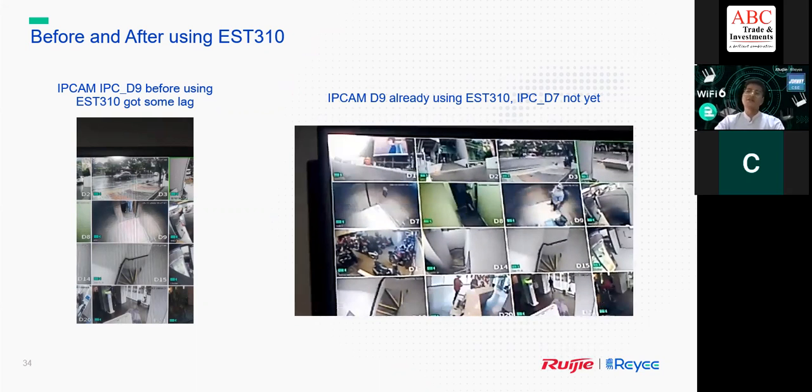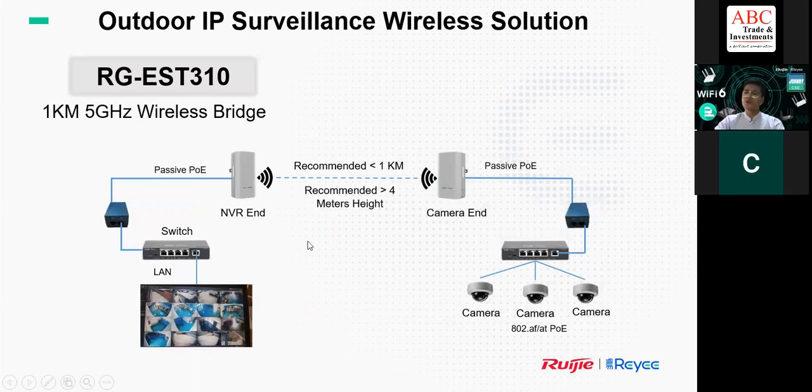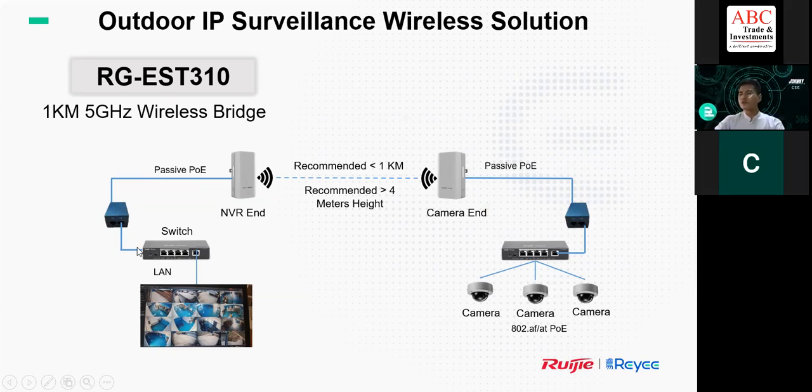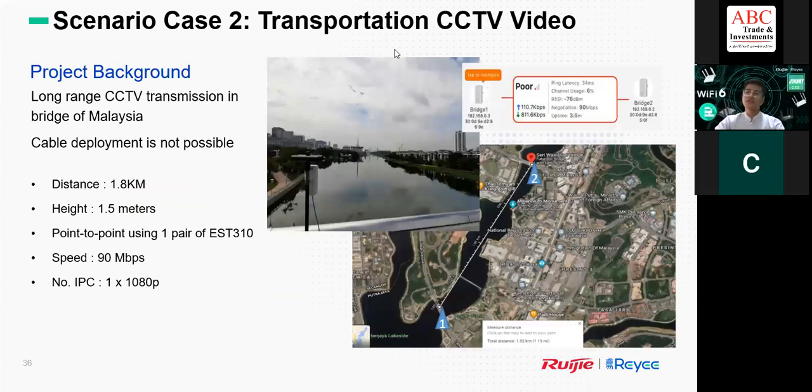Another one is we have another scenario as well. This is the wireless surveillance solution. If you are using a wireless surveillance solution, like a CCTV solution, you can also deploy like this. We have two switches, one at the camera end and one at the NVR end, and you can connect with PoE or passive PoE, and then you can do bridging just like that. So here is one of the scenarios for the CCTV solution.